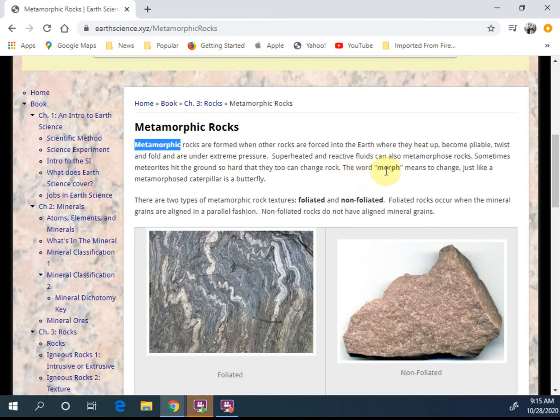The word morph, as I mentioned, means to change. Meta means a great change. For example, a caterpillar metamorphoses into a butterfly.